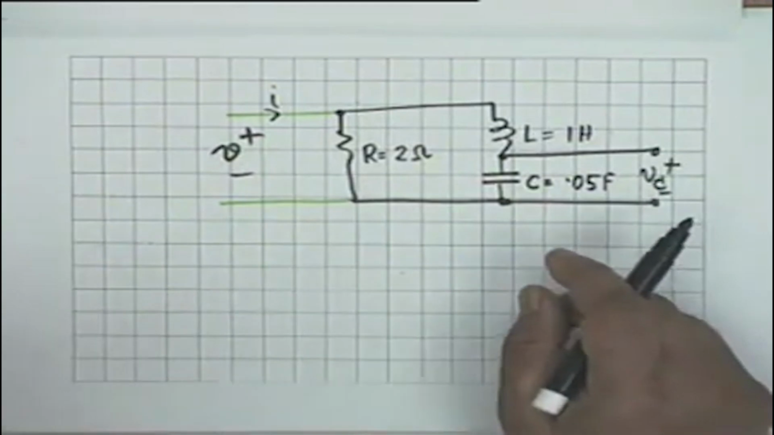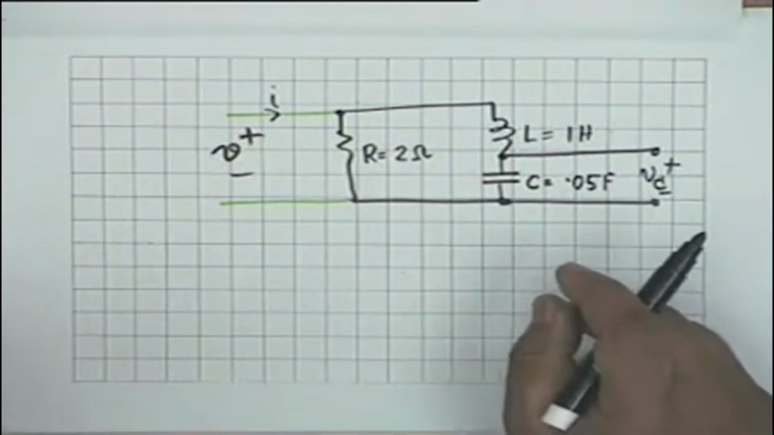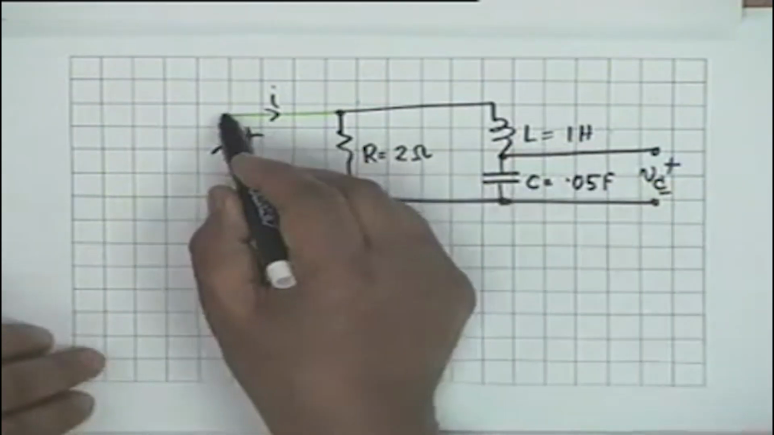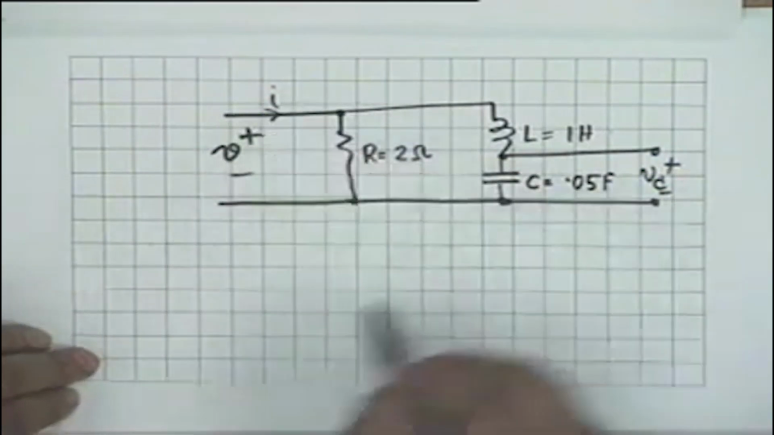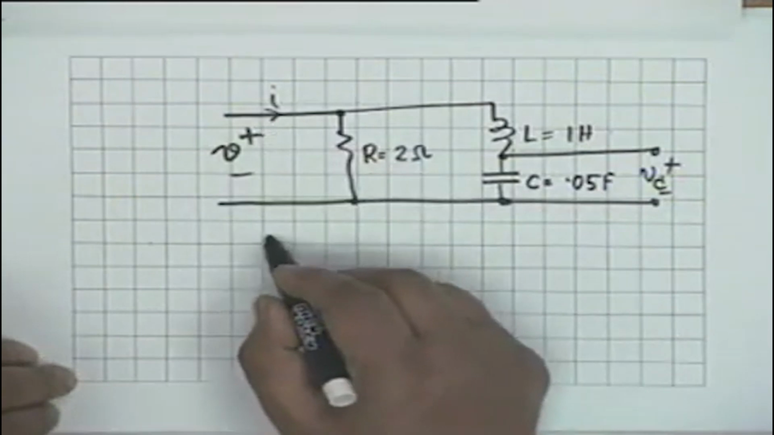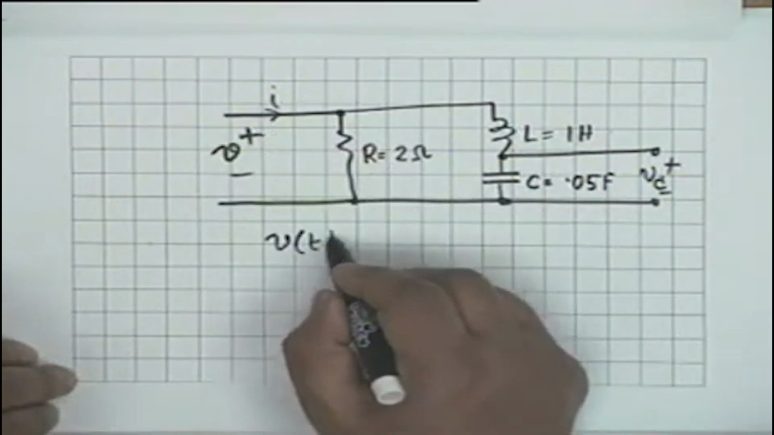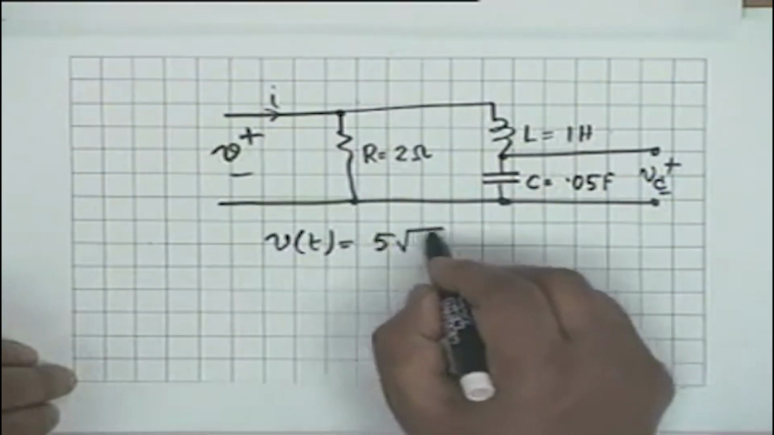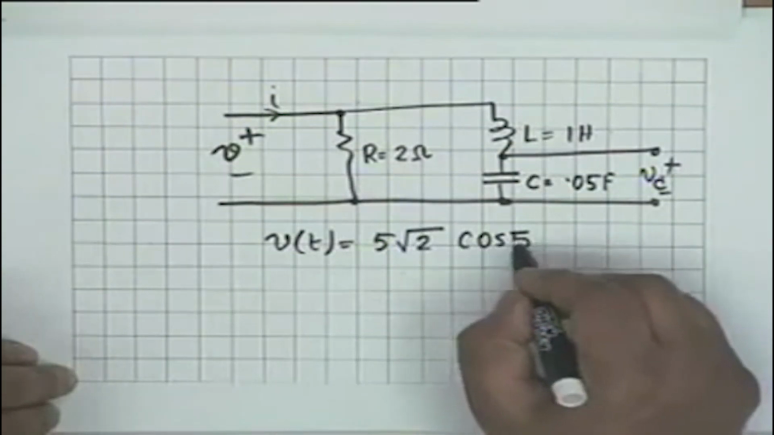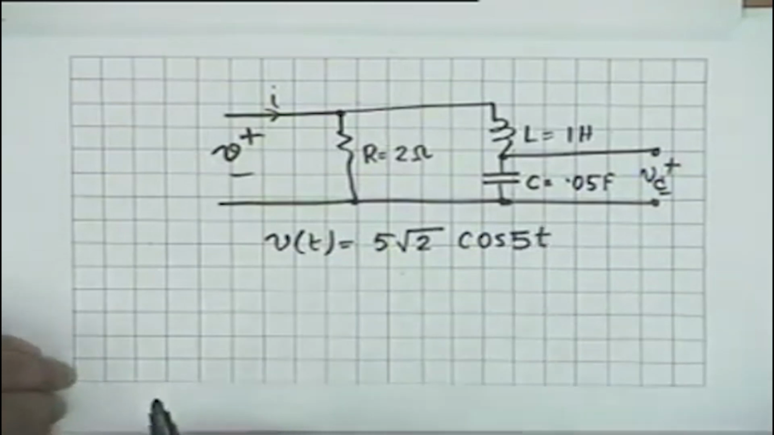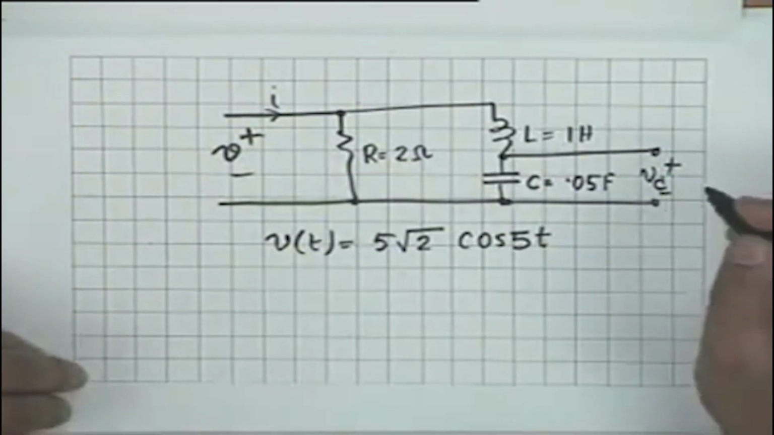These are time domain quantities, and now we specify that V of t, let's say, is 5 root 2 cosine of 5t. You are required to find out V sub c.